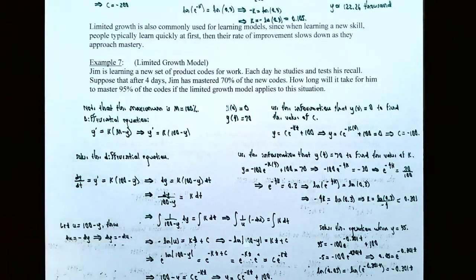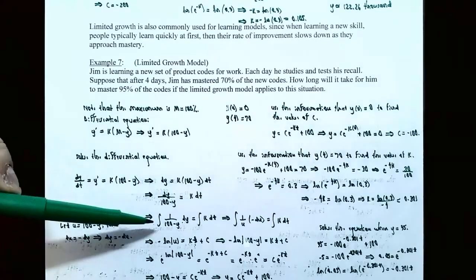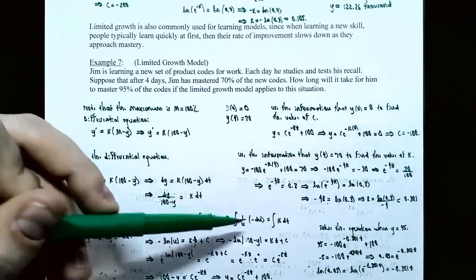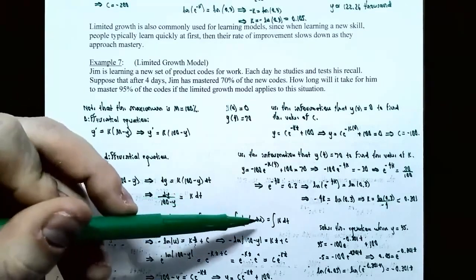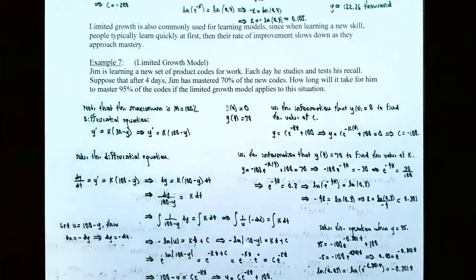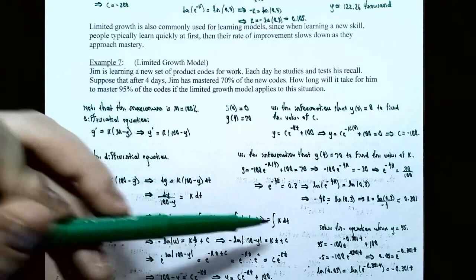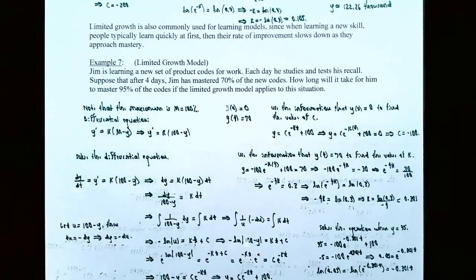We have not just 1 divided by y, we have 1 divided by a function of y. So let's use the substitution method. Let u equal 100 minus y, the denominator of this fraction. Now the derivative of u: du is equal to, the derivative of 100 is 0, and the derivative of negative y is negative dy. So du is negative dy, or dy is negative du. So the left-hand side of this equation will be 1 divided by u, and the dy is replaced with negative du. So the integral of 1 divided by u, negative du, is equal to the integral on the right-hand side of the equation, the integral of k dt.